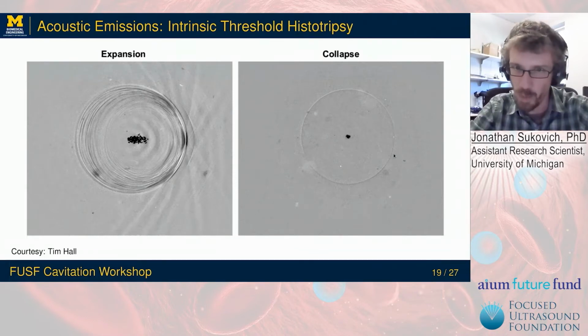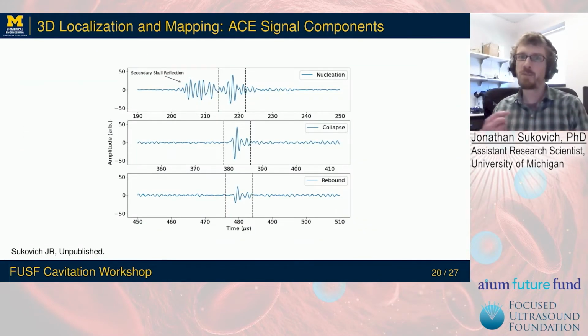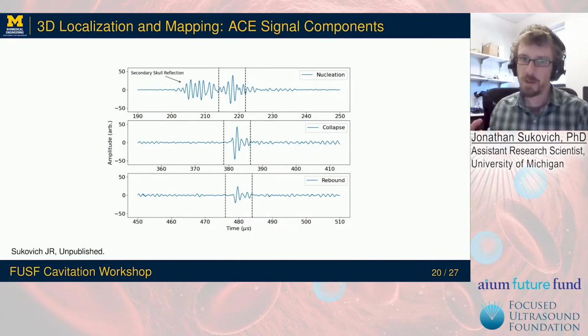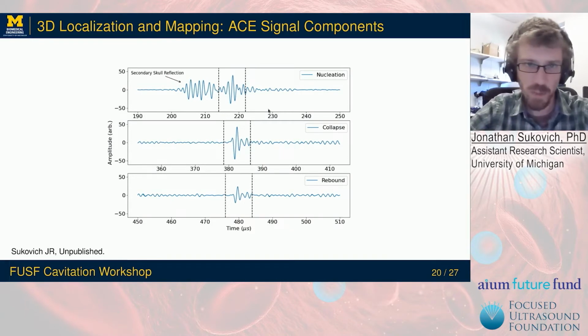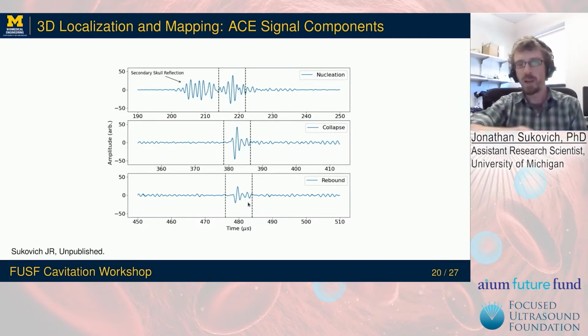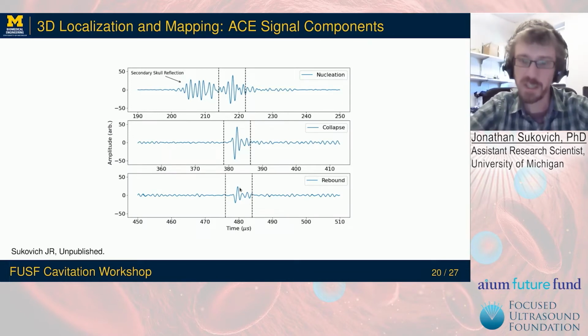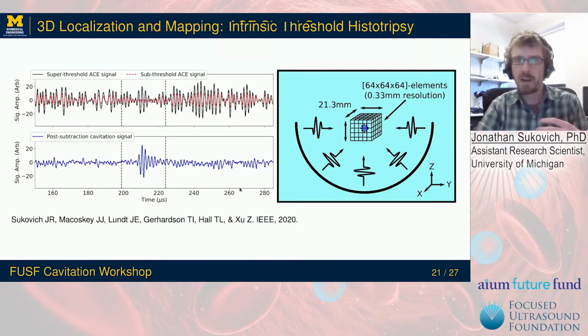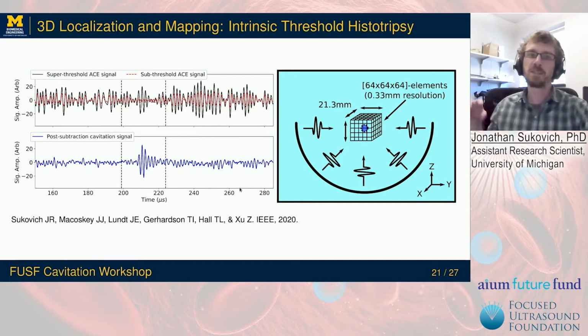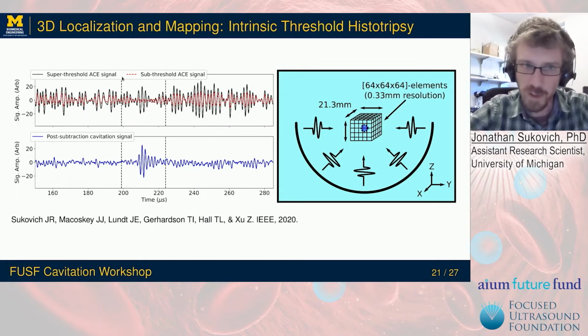You're not exciting subharmonics. And to give you an idea of what these signals look like through the skull, here's just a representative example of a nucleation shockwave signal, a shockwave signal from one of the collapse events, and even the rebound of the bubble. After it collapses, it grows again and collapses again as a rebound. And you can see all of those things. So those were idealized signals.